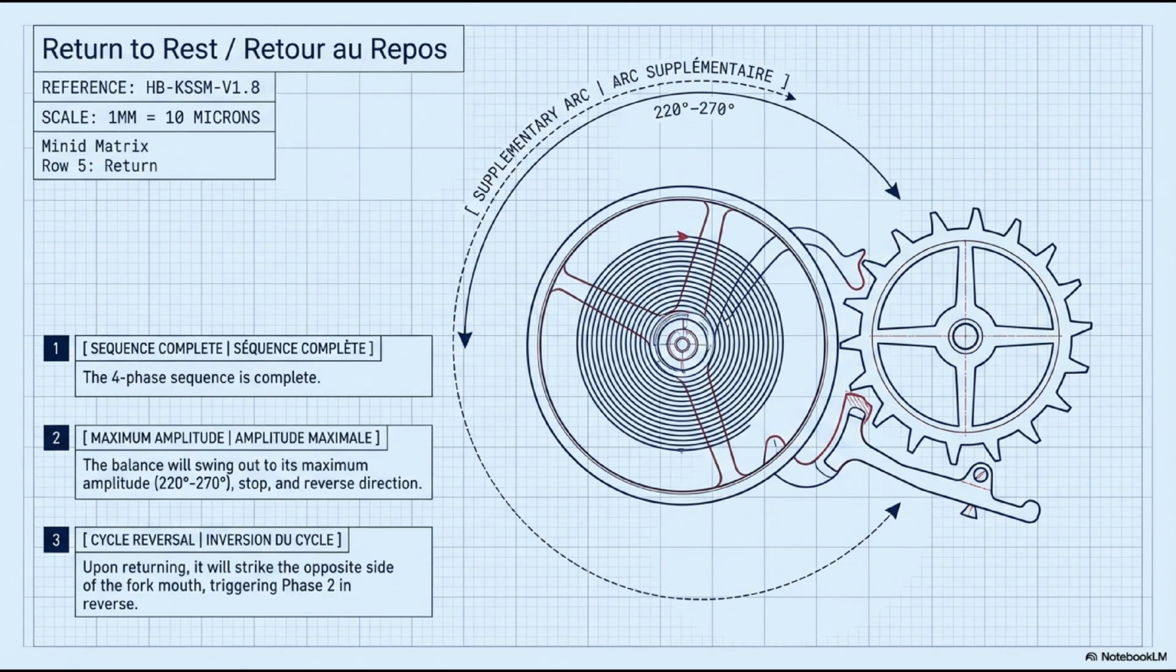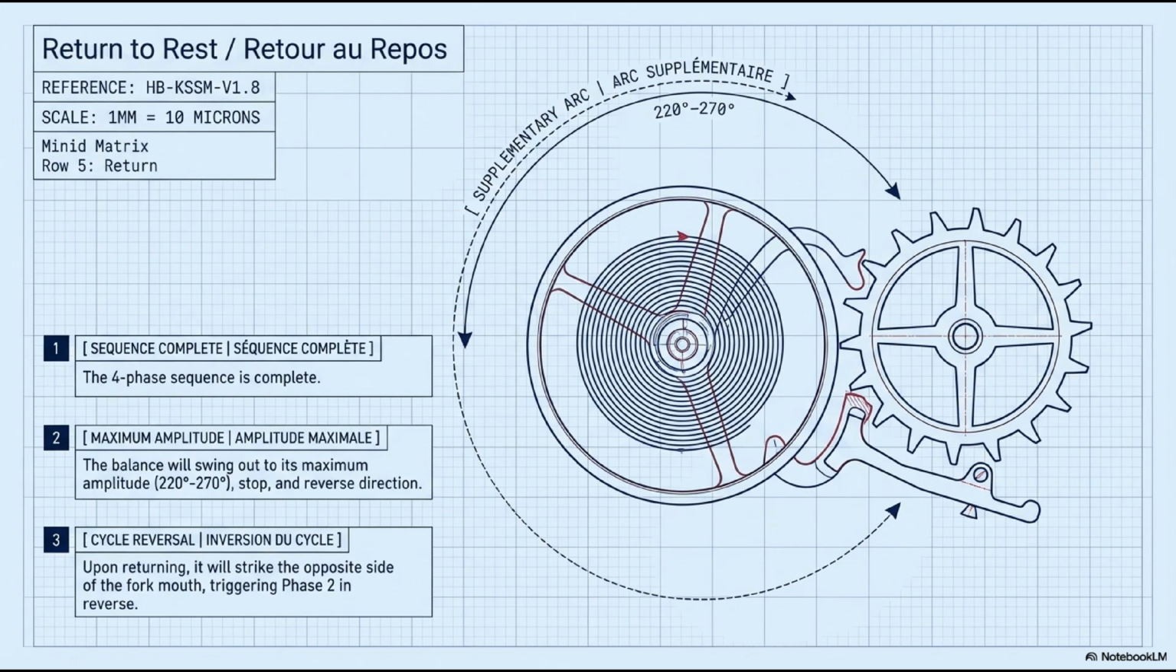Third, cycle reversal. Upon returning, the balance strikes the opposite side of the fork mouth on its descending arc, triggering phase 2 in reverse. The opposite pallet stone unlocks, the opposite side of the escape wheel advances. Impulse is delivered on the other alternation. The tock follows the tick.